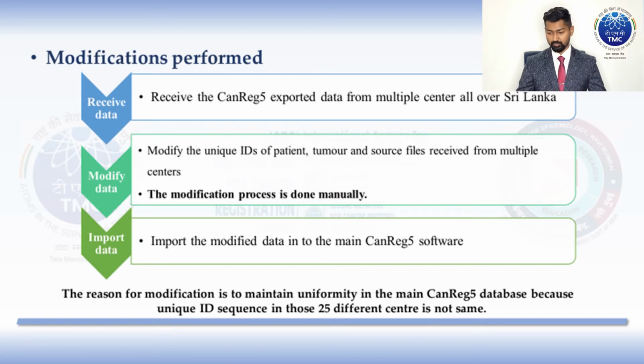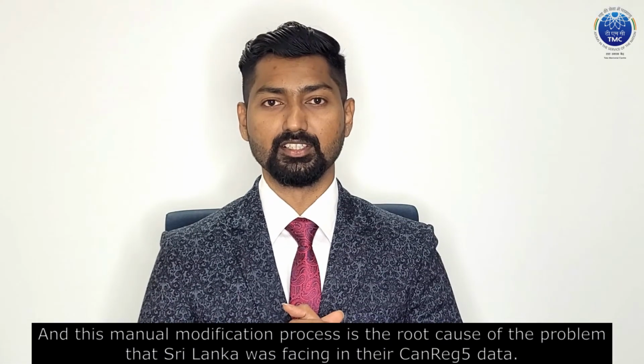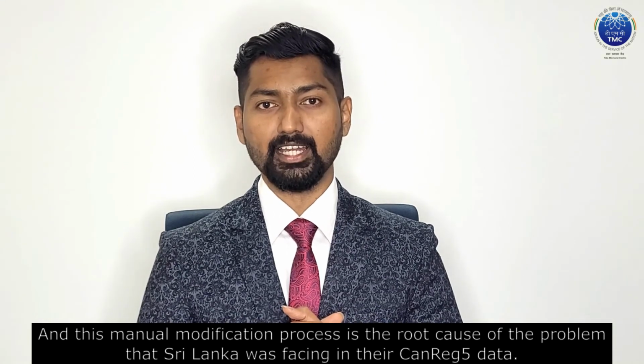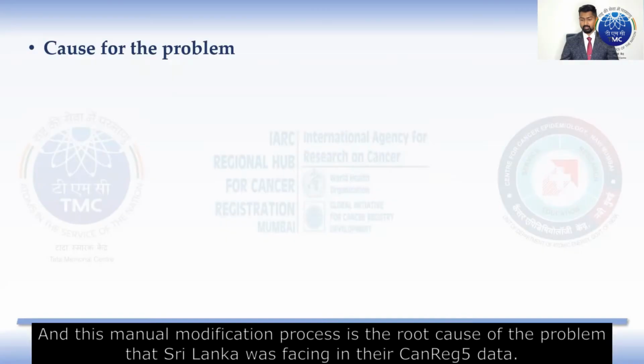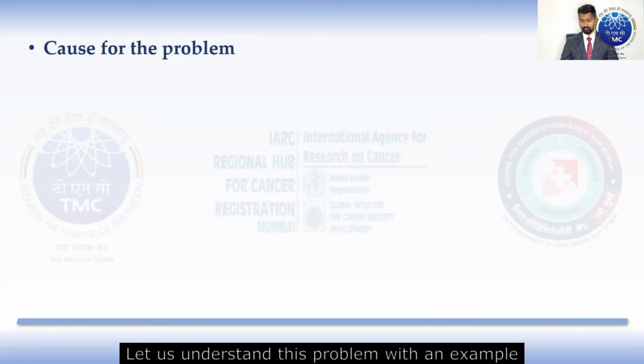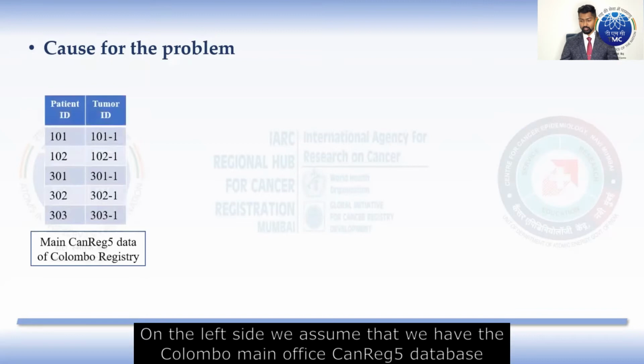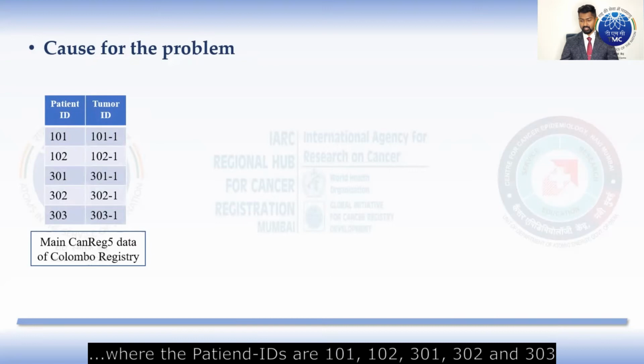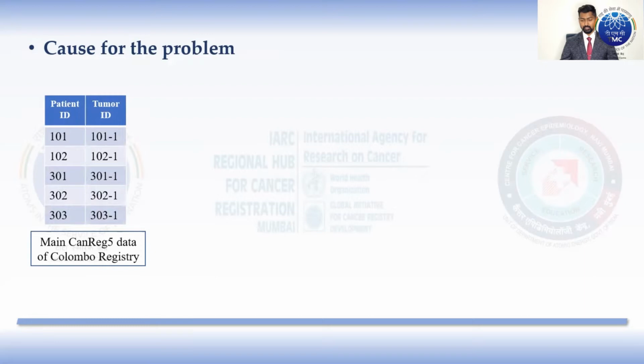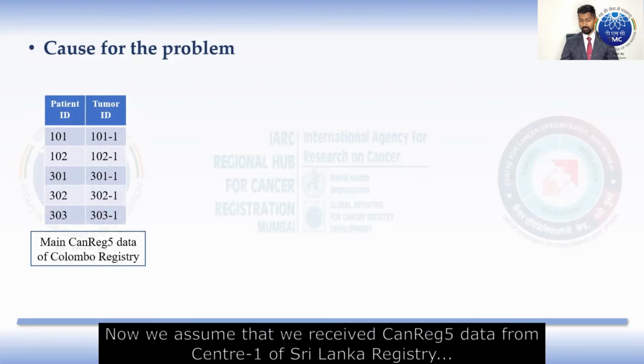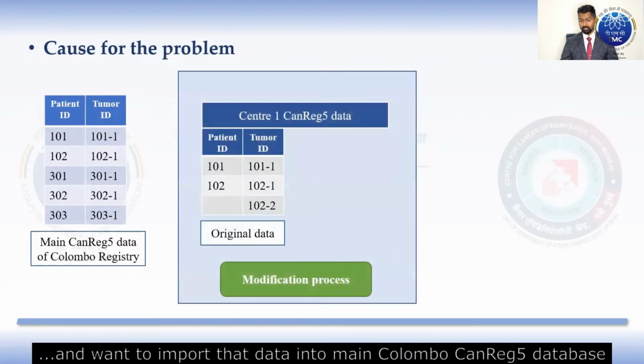After the modification is performed, they import that modified data into the main CANREG5 software. And this manual modification process is the root cause of the problem that Sri Lanka was facing in the CANREG5 data. Let us understand this problem with an example. On the left side, we assume that we have the Colombo main office CANREG5 database where the patient IDs are 101, 102, 301, 302 and 303. Now we assume that we received CANREG5 data from Center 1 of Sri Lanka Registry and want to import that data in the main Colombo CANREG5 database.